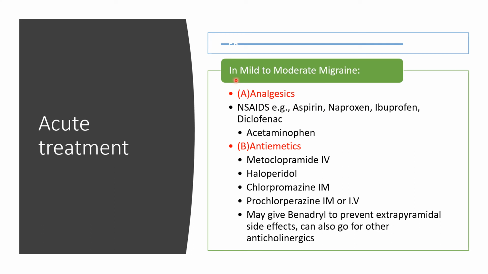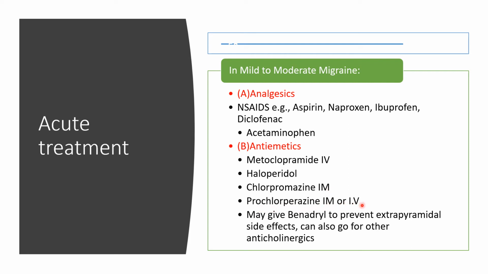Now, if it is not that severe, it is mild to moderate migraine, we are not heading to the emergency room, then we can pick analgesics like non-steroidal anti-inflammatory drugs: aspirin, naproxen, ibuprofen, diclofenac, and even acetaminophen, your Tylenol, and so on. For vomiting, we can still give metoclopramide intravenously. Haloperidol can be helpful. Promethazine could be helpful intramuscularly, but watch out for the blood pressure, it can shut it down.